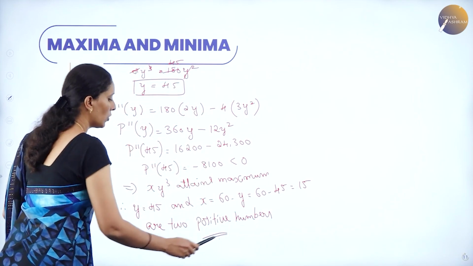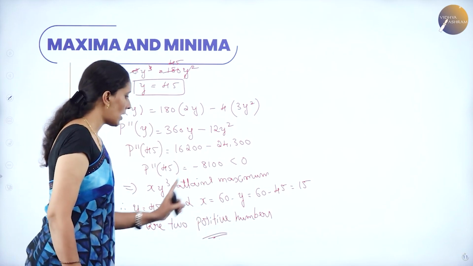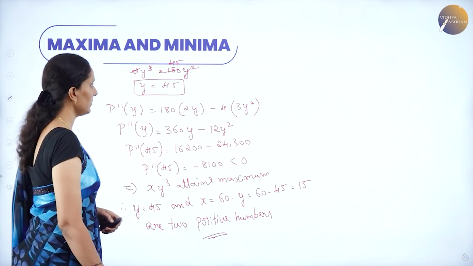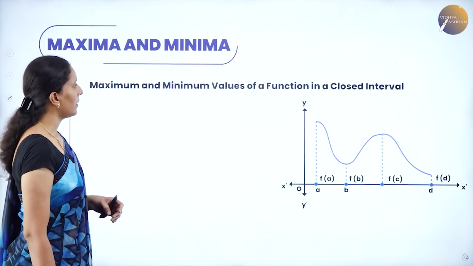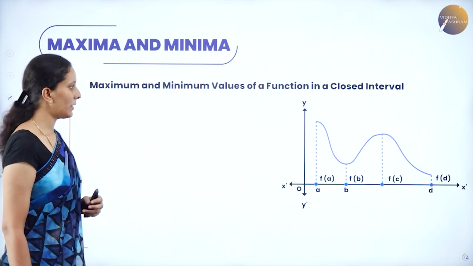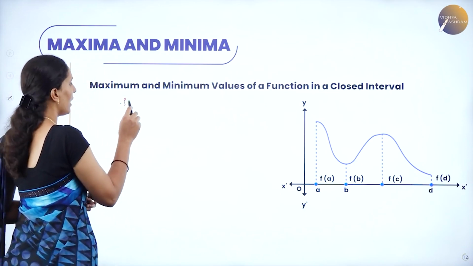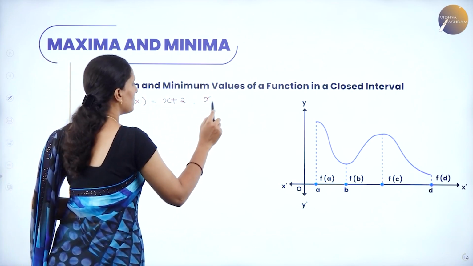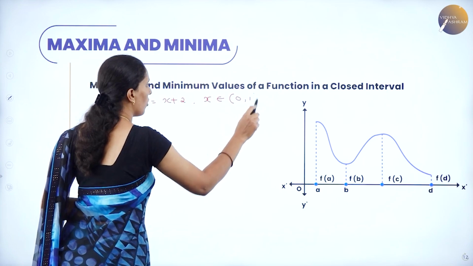So, these are the two positive numbers whose sum is 60 and whose product attains the maximum. Next, maximum and minimum values of a function in a closed interval. Let me take an example: f of x is equal to x plus 2, where x belongs to the interval (0, 1).